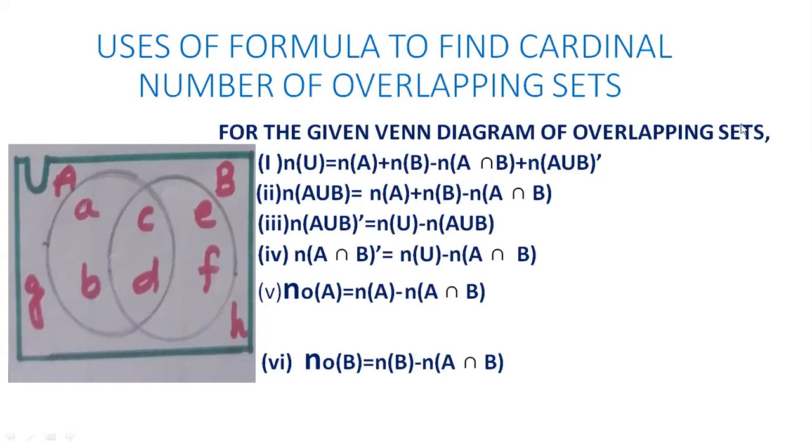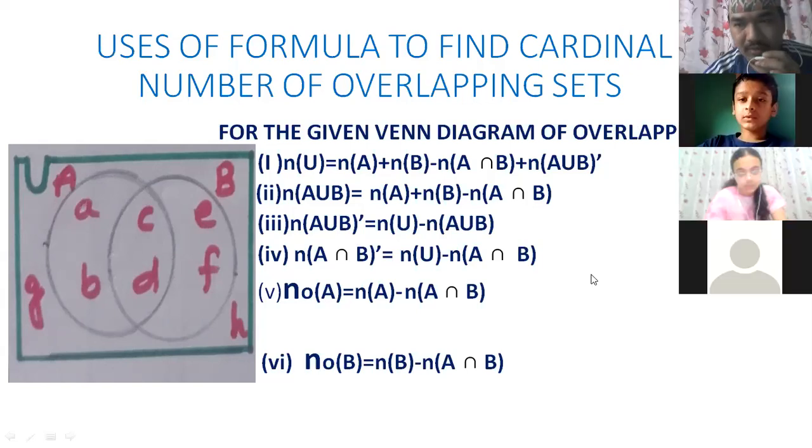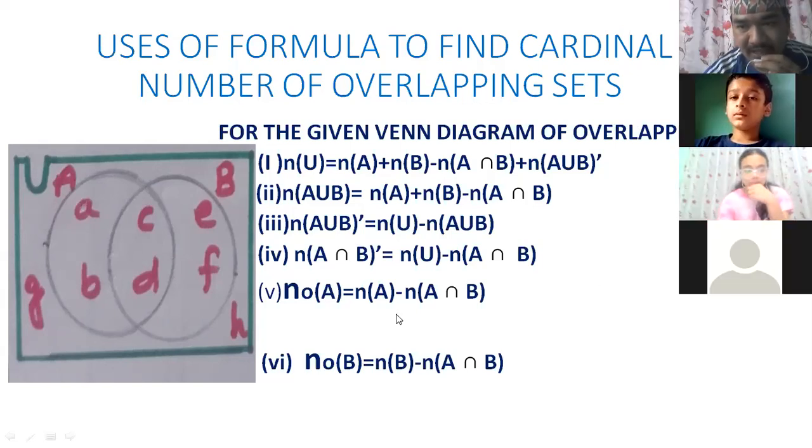A union B complement. Are there 2 or not? Aditya, are there 2 elements? Yes, sir. Good. Very good. Now look here. I am asking you next. And A intersection B complement.